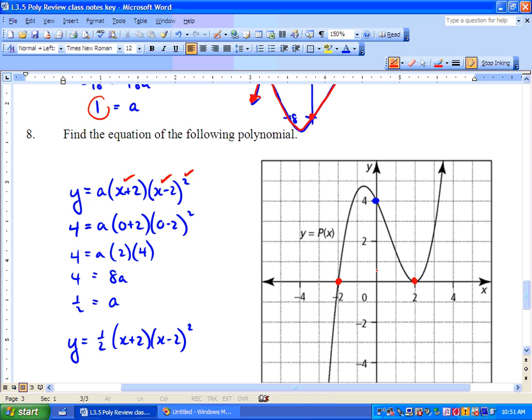The only thing that's missing in this question is you don't know what your a value is, which is what you need to find. And the way you're going to find it is by using the y-intercept. This is (0, 4) as your y-intercept. And so what you're going to do is you're going to plug those values in for x and y. So I plugged in 4 for y, and I plugged in 0 for x, and then you just do the arithmetic and solve for a. Looks like you get 1/2 for a, so there's your answer.